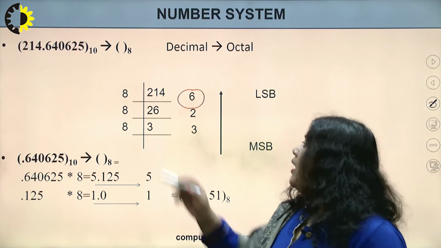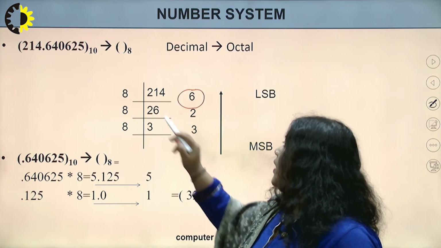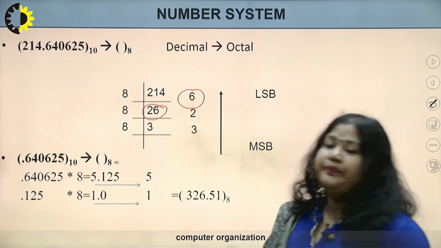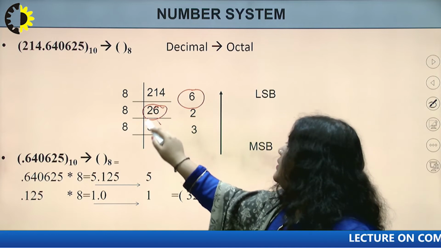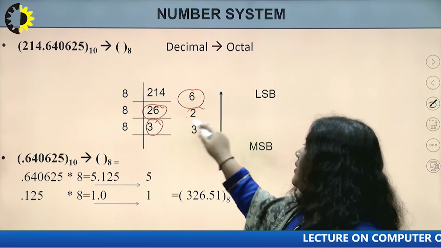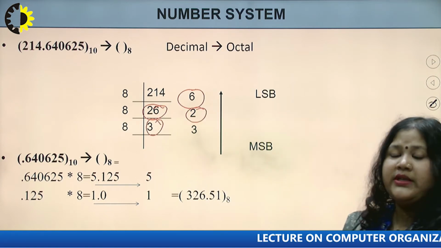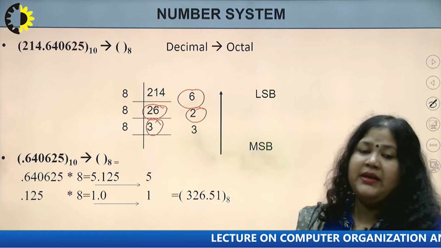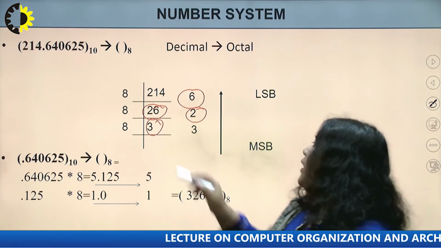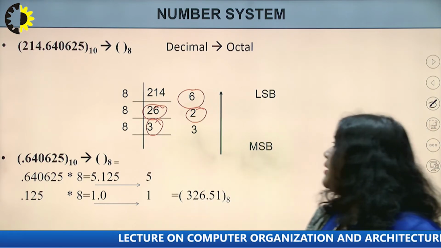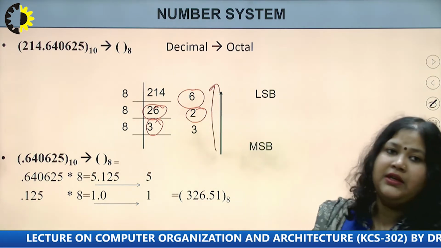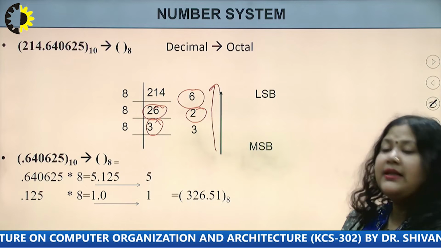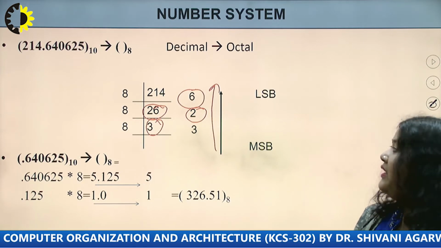After that, now this is 26. 8 3s are 24, so 3 is the quotient and the remainder is 2 over there, because 26 minus 24 is 2. Now it is 3. The answer is read from bottom to top after the division, so 326 is the answer for the integer part.